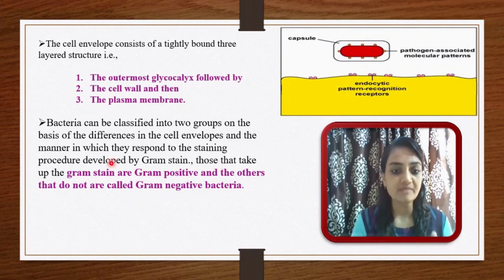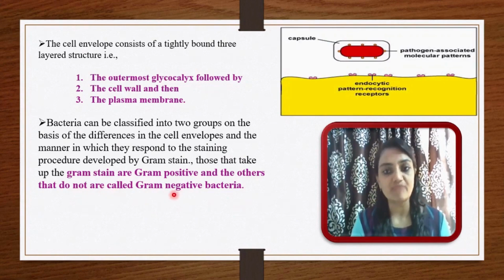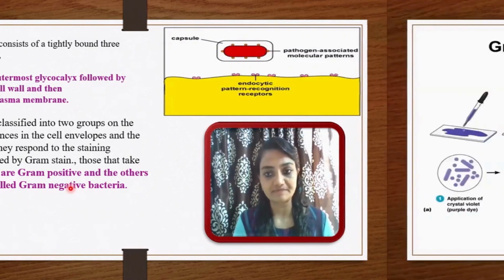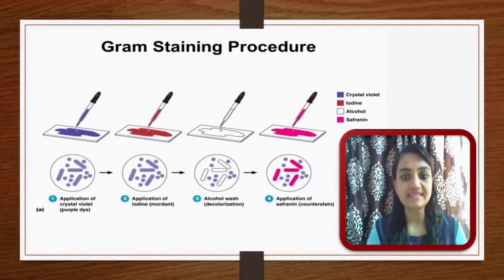Those that take up a Gram stain are considered Gram positive bacteria, and those which do not take up the color are called Gram negative bacteria. Let me repeat: those that take up the Gram stain are considered Gram positive, and the bacteria that do not take up the Gram stain are considered Gram negative bacteria. Now let me try to understand what Gram staining is.